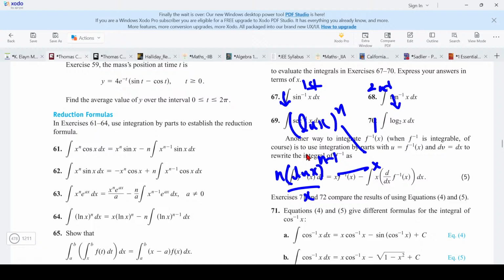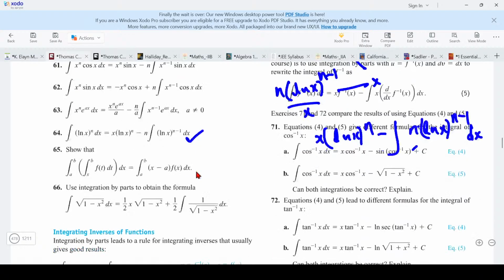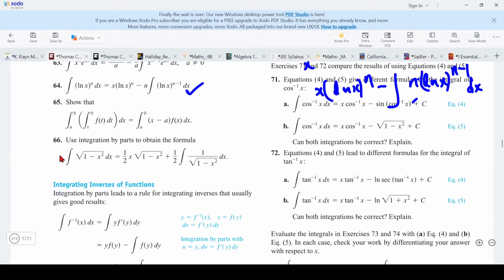We'll just write the two functions. First one differentiate, second one integrate, and this into this minus this into this. The integrate part, uv, is x into ln x whole power n, minus the integral of this into this, which is n into ln x whole power n minus 1 dx. This n also we can bring out. That is what we are getting. Cool, so this is very easy. Okay, now try this 66.